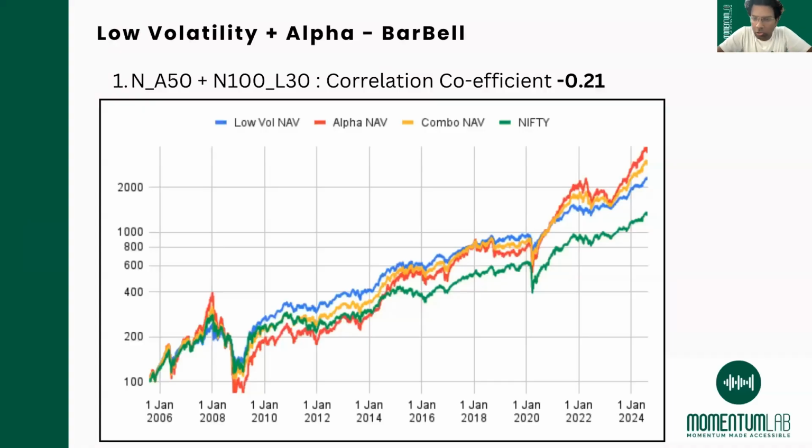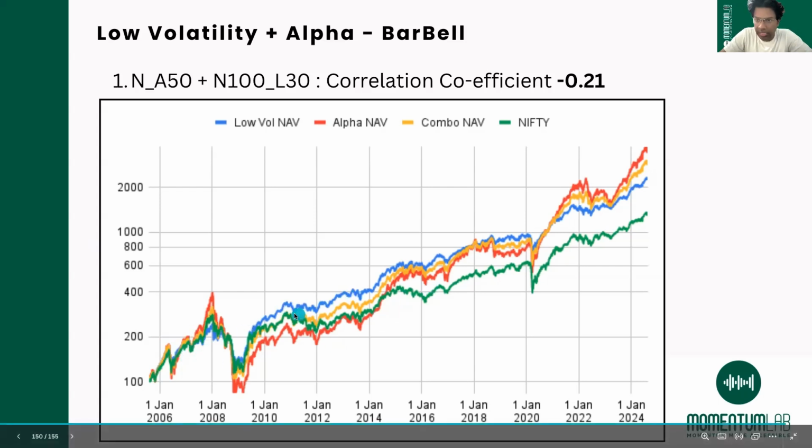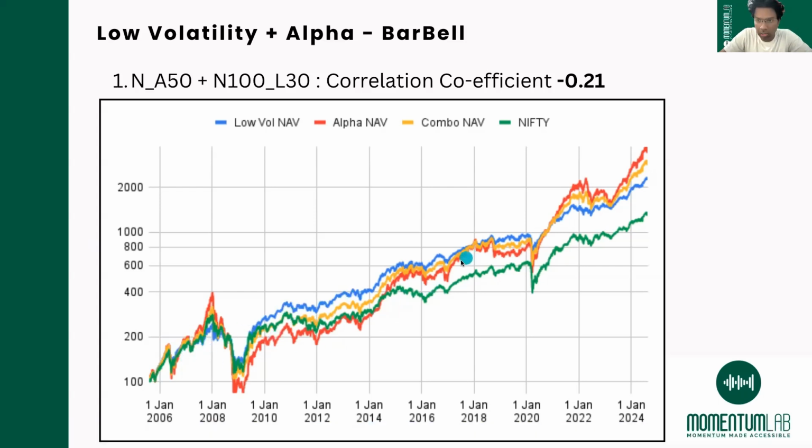The third strategy is a combination of low vol plus alpha. For low vol, we're taking the index as Nifty 100 Low Volatility 30, and for alpha, we're taking Nifty 500 Alpha 50. The correlation coefficient between these two strategies' excess returns is minus 0.21. In the graph, you see that the NAV of low vol is in blue color and the NAV of alpha is in red color. The NAV of the combination is in yellow color and the NAV of Nifty 50 is in green color.